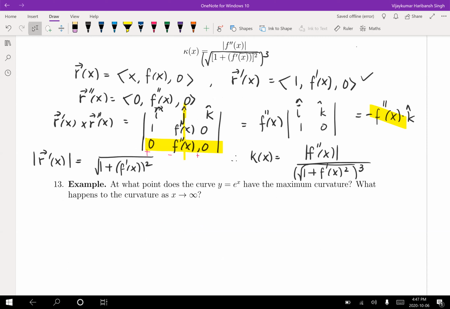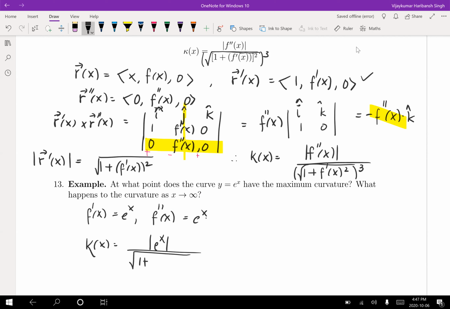So let's compute the curvature in this example. At what point does y equals e to the x have maximum curvature? So f prime x is e to the x, and f double prime x is also e to the x. Curvature is given by the following formula: the absolute value of f double prime x, e to the x, divided by 1 plus f prime x, which is e to the x, the whole squared, to the power 3 by 2.